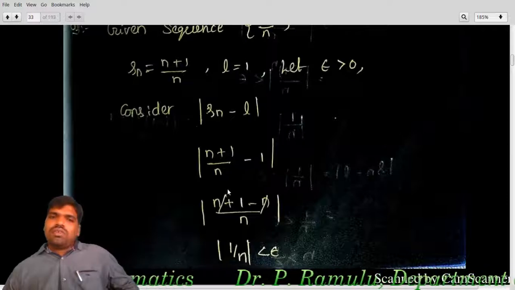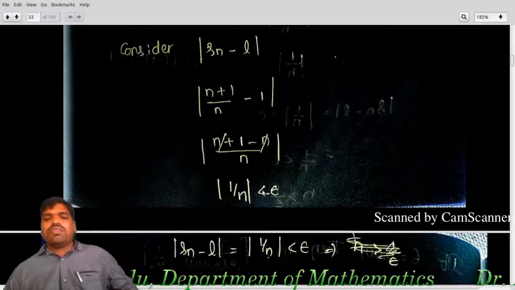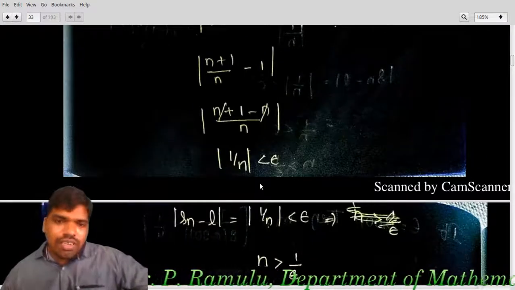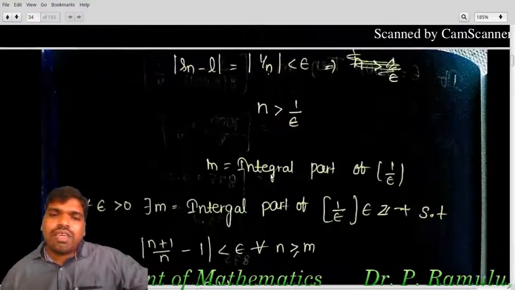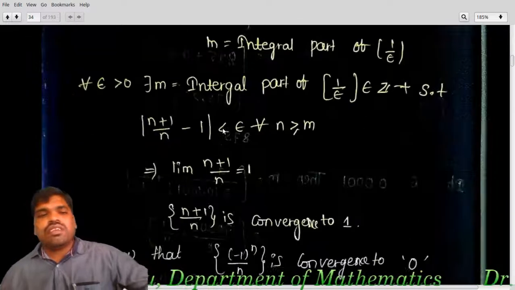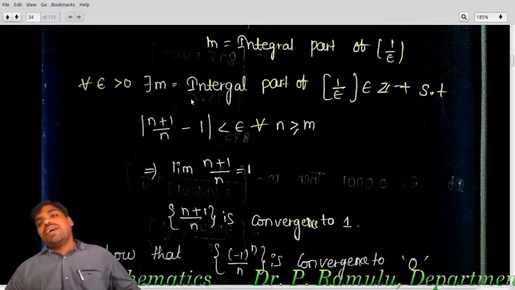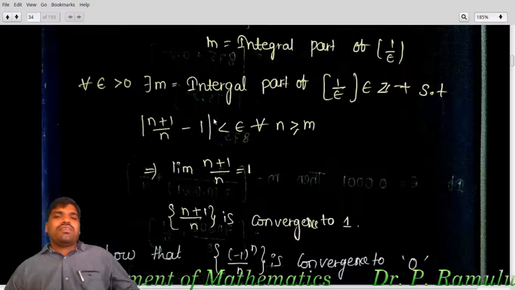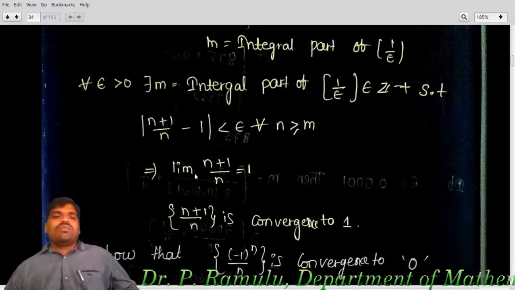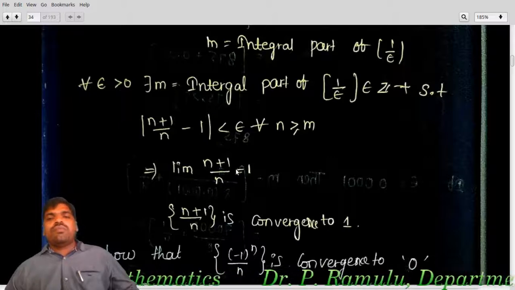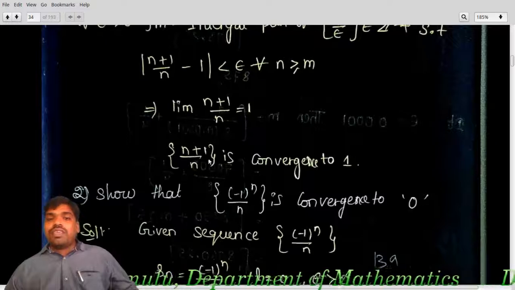If I cross multiply, what happens? n plus 1 by n minus 1 equals 1 by n, and 1 by n is less than epsilon. So Sn minus L equals 1 by n, which is less than epsilon, so n is greater than 1 by epsilon. If I take m equal to the integral part of 1 by epsilon, for every epsilon greater than 0 there exists m equal to the integral part of 1 by epsilon such that mod of n plus 1 by n minus 1 is less than epsilon for all n greater than or equal to m. Which implies, what do I write here? The limit of n plus 1 by n is equal to 1.